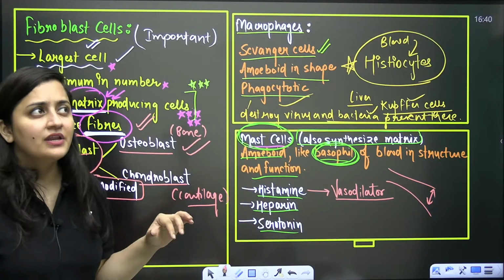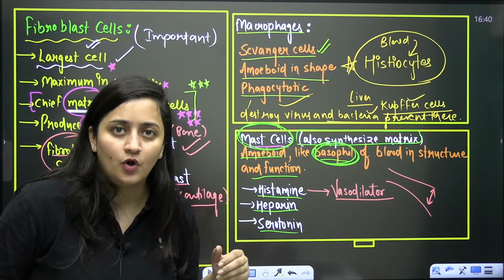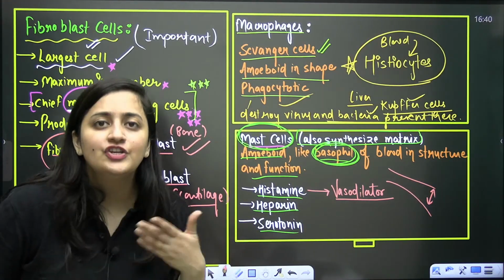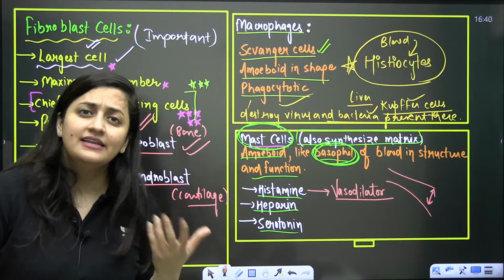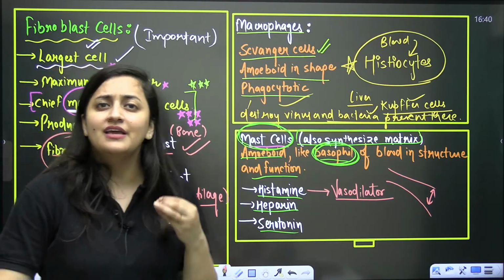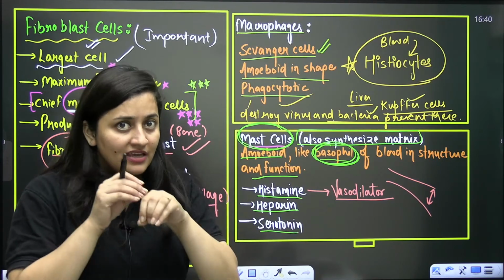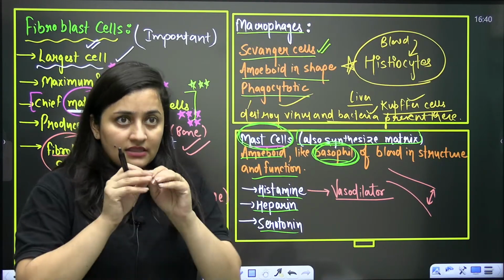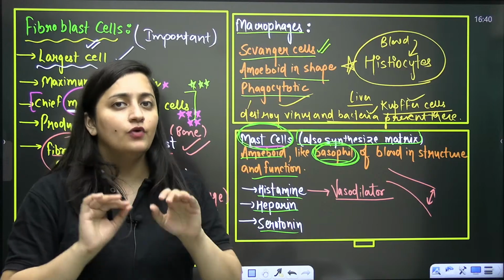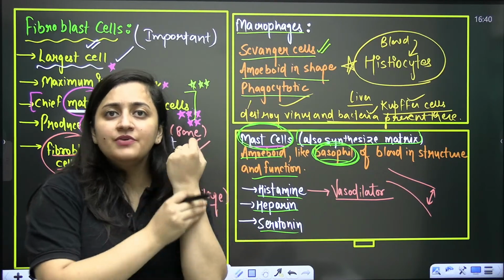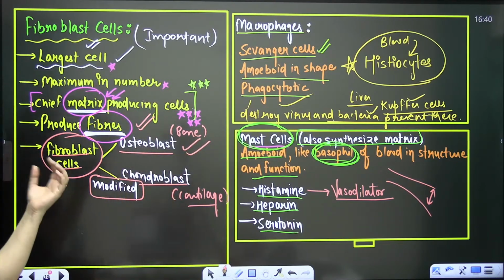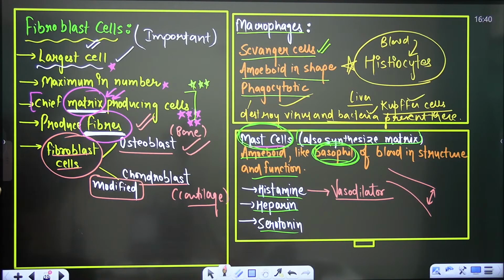Whenever there is any allergic reaction in our body, if there is any allergen, it can be anything, it can be pollen grain, whenever that allergen is present in our body, histamines are also released. Vasodilation occurs and the blood flow increases. Sometimes we get rashes or something.